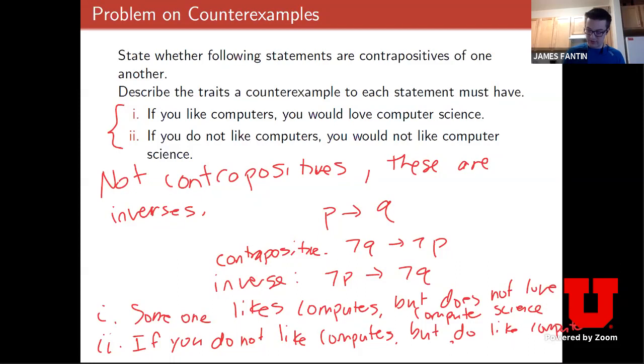So just remember here, when we're looking for counterexamples, this is true for any of our proofs. For trying to disprove something, we want something where the hypothesis is true, but the conclusion is false. So notice in both cases, in the first case, we're looking for somebody who likes computers, doesn't like computer science. Second case, somebody who doesn't like computers, but they do like computer science. We're looking for counterexamples.